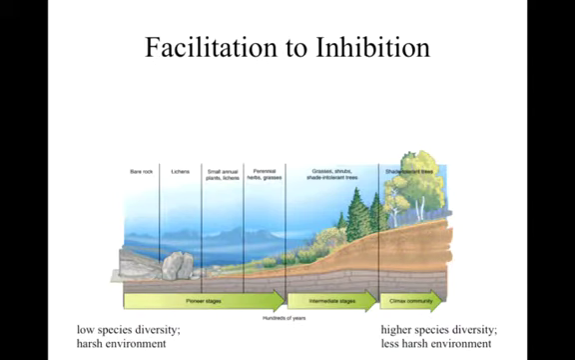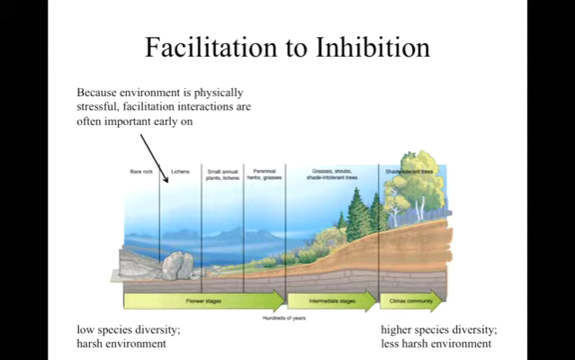In general, though, even though we do have this facilitation model, the tolerance, which is kind of neutral, and then inhibition, so the positive to neutral to negative three models, in reality, when we think about the process through time, we do tend to have facilitation mattering more early on and inhibition mattering more later. So early on, I have low species diversity, but I have a really harsh environment. And because it's just so physically stressful to live in that environment, it's almost impossible to grow on bare rock. Facilitation interactions probably are more important early on.